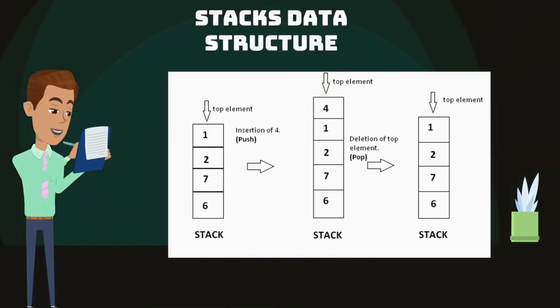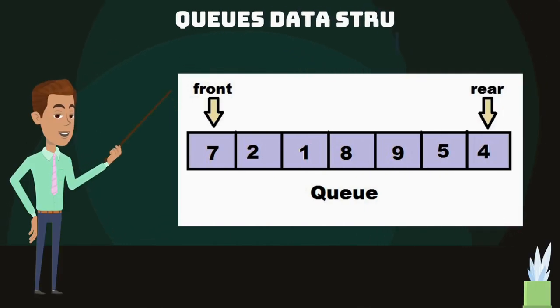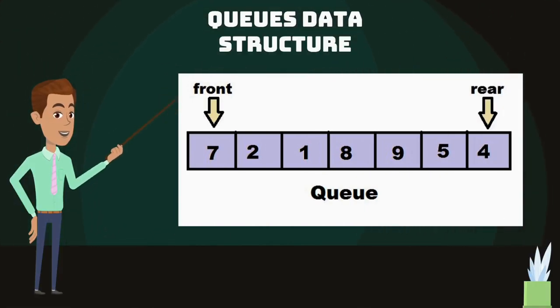The next linear data structure which we have is stacks, a collection of elements that follows the last in, first out principle. Imagine a stack of numbers. You add and remove numbers from the top. The last linear data structure which we have is queues, a collection of elements that follows the first in, first out principle. Think of a line of people. The first person in the line is the first person to be served.